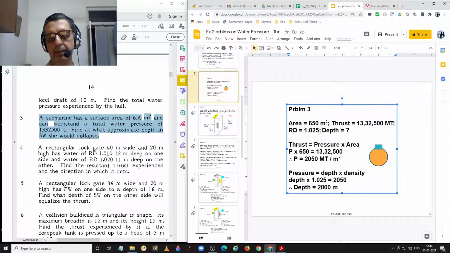We know the formula: thrust is equal to pressure into area. Pressure P into area 650 is equal to 13 lakhs 32,500. Thus we find pressure is equal to 2050 metric tons per square meter. We know the formula for pressure is equal to depth into density. Therefore, depth is equal to pressure divided by density, and we get depth equal to 2000 meters.